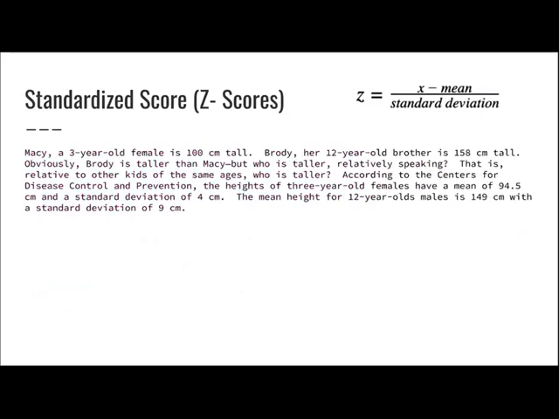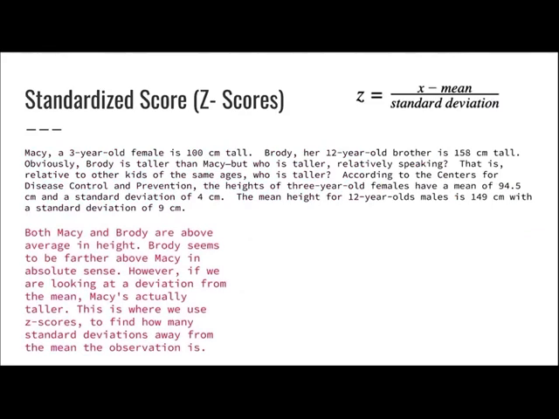Who is taller? According to the Centers for Disease Control and Prevention, the height of 3-year-old females have a mean of 94.5 centimeters and a standard deviation of 4 centimeters. The mean height for 12-year-old males is 149 centimeters with a standard deviation of 9 centimeters. Now, both Macy and Brody are above average in height. Brody seems to be farther above Macy in absolute sense. However, if we're looking at a deviation from the mean, Macy's actually taller.